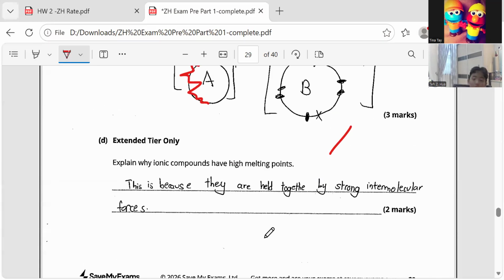So why do I need compound sulfide? Ayo, ZiHua, this is literally chapter 2 101. How can you get this wrong? Can you think carefully? Can you think carefully what's the answer? Question says ionic. Ionic, what is the answer?